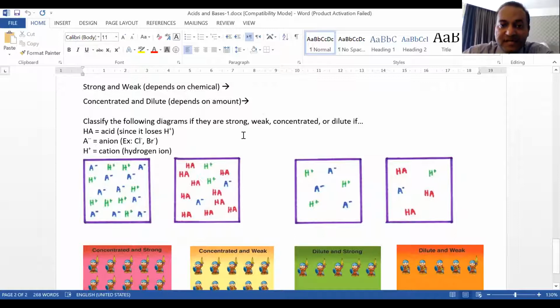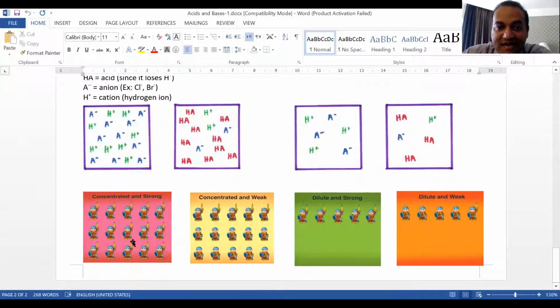Classify the following diagrams as strong, weak, concentrated, or dilute. They have to look at these pictures carefully, and they should be able to identify these four types. Is it concentrated and strong, or concentrated and weak? Is it dilute and strong? This is also an example of problem-based learning. They have to see this man who is carrying a sword, and here you have the same man, but he is putting the sword down. So there is a different meaning. Again, sometimes using even a picture, I try to identify whether this class, whether this student, is suitable for problem-based learning. So I introduce problem-based learning very little by little.